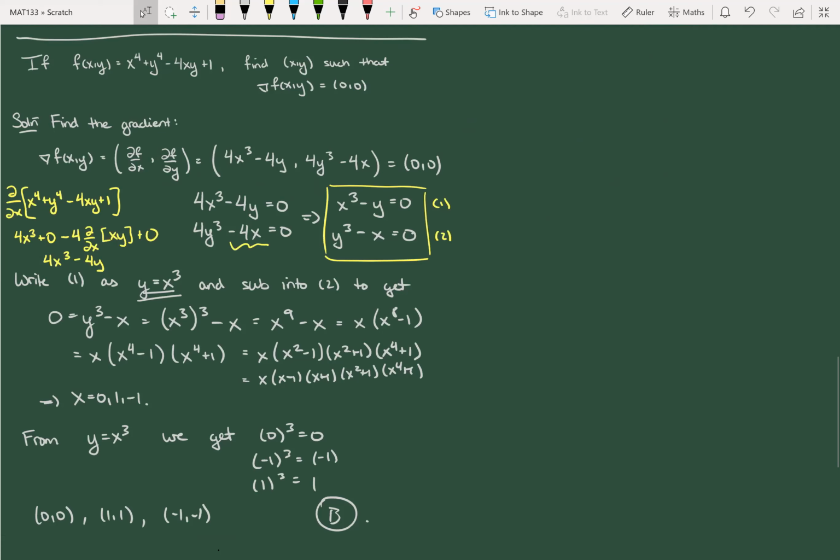And you can imagine if this was a function of 3 variables, there would have been 3 equations and 3 unknowns. And again, not linear, so you can't even use a matrix in order to help you solve them. You actually just have to solve them.